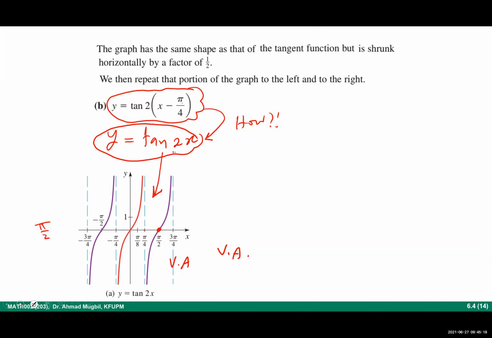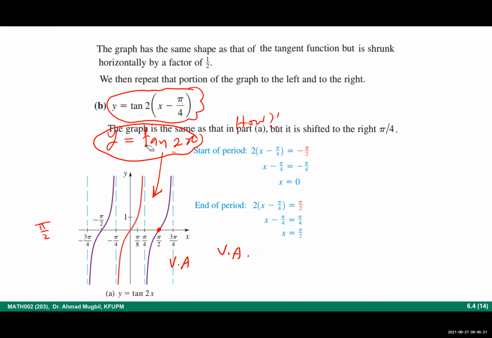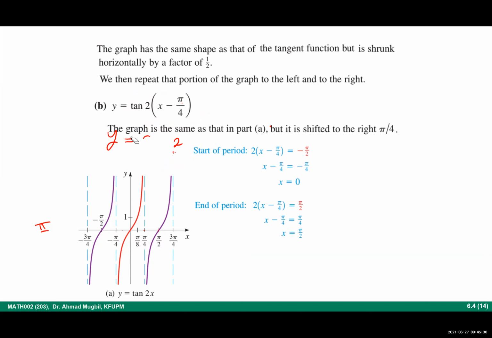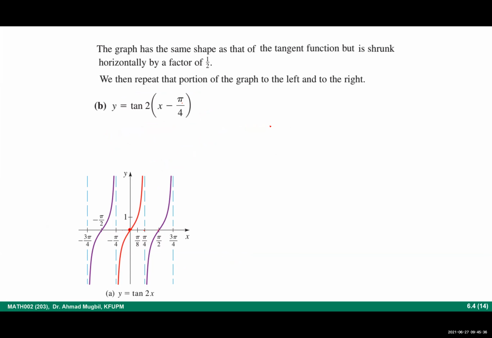So what we will do, shabab, this graph is the same as the graph in part A, but shifted to the right by pi over 4. If we have this graph, what is at 0 will be at pi over 4. So the vertical asymptote that is at pi over 4 will be at pi over 2. So you will go here and do this. This will be the vertical asymptote. This will be the second vertical asymptote. And now the graph will be like this. This x-intercept now is pi over 4. And this is pi over 2. And so on. You can repeat that.